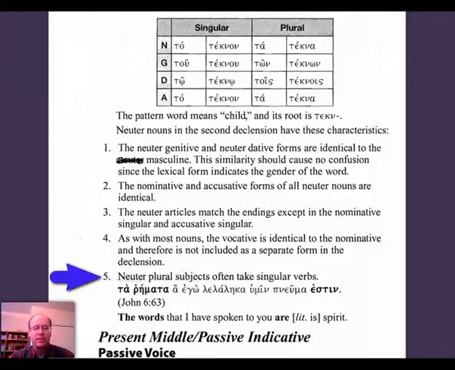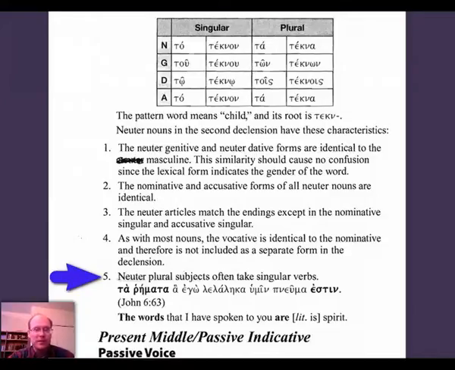And the last item is that neuter plural subjects often take singular verbs. Another way to say that is that a neuter plural noun, when it's functioning as the subject of a verb, will often take a singular verb rather than a plural verb, where we expect a noun and verb to agree in number. If the noun's plural, the verb's plural. If the noun's singular, the verb's singular. But neuter nouns are an exception to this.